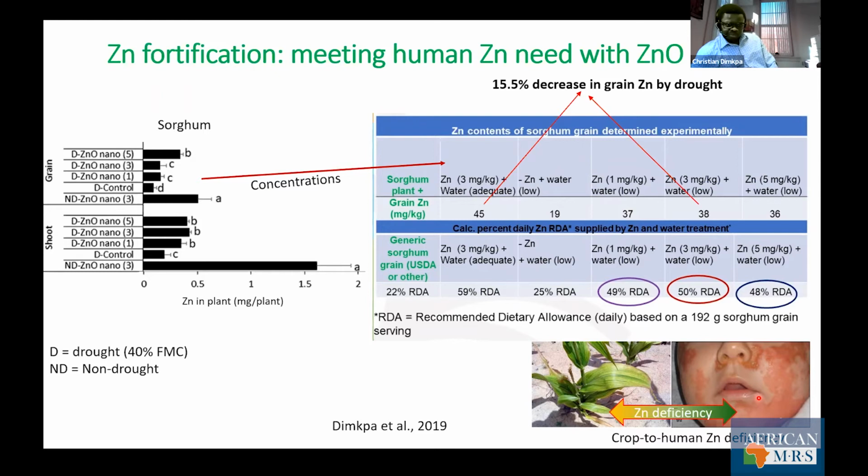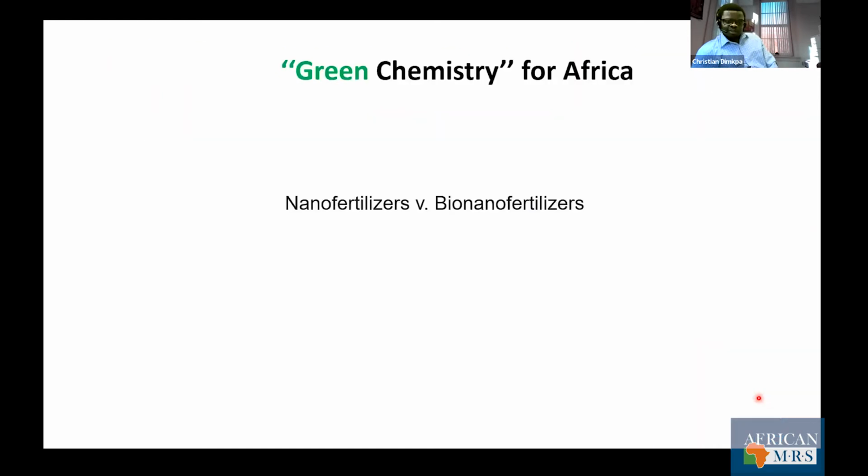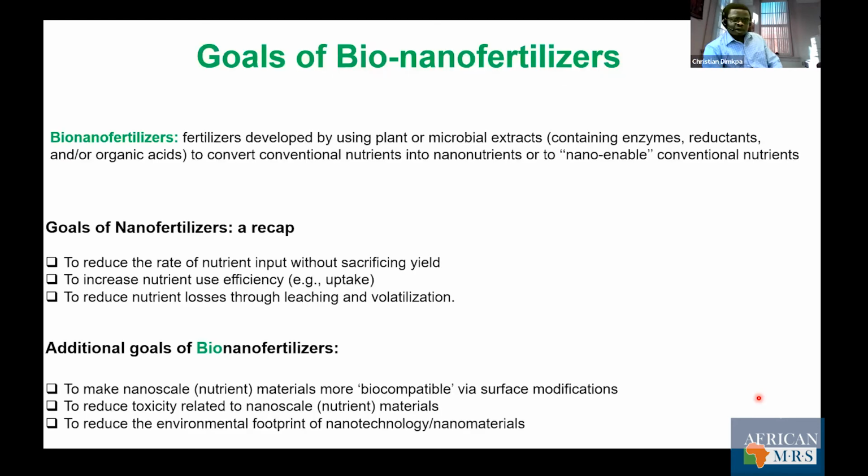So let's talk a little bit about green chemistry. I know that most of you will be interested in so-called bio-nanofertilizer. So let's compare nanofertilizer versus bio-nanofertilizer in terms of what it takes to produce them. So the goals of bio-nanofertilizers: bio-nanofertilizers are fertilizers developed by using plant extracts, as I explained previously, to convert conventional nutrients to nanonutrients, or to nano-enabled conventional nutrients. And what are their goals?